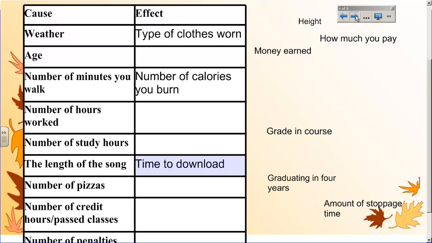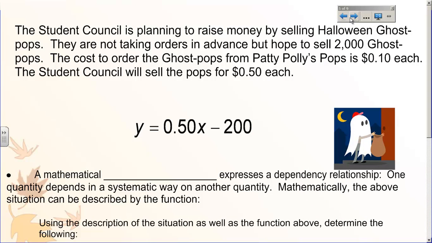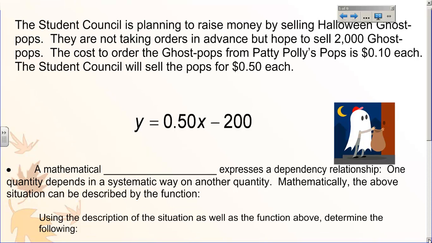So let's do a few more examples so that we can move forward. The student council is planning to raise money by selling Halloween ghost pops. They are not taking orders in advance but hope to sell 2,000 ghost pops. The cost to order ghost pops from Patty Polly's Pops is 10 cents each, and the student council will sell them for 50 cents. So let's fill this in, okay?